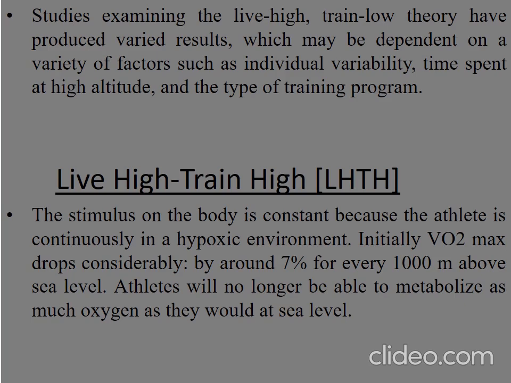The next one is the live high, train high method. The stimulus on the body is constant because the athlete is continuously in a hypoxic environment. Initially, VO2 max drops considerably, by around 7% for every 1000 meters above sea level. Athletes will no longer be able to metabolize as much oxygen as they could at sea level.